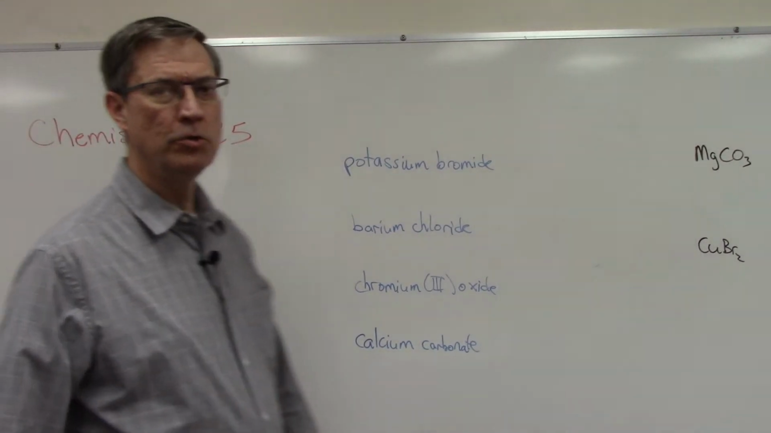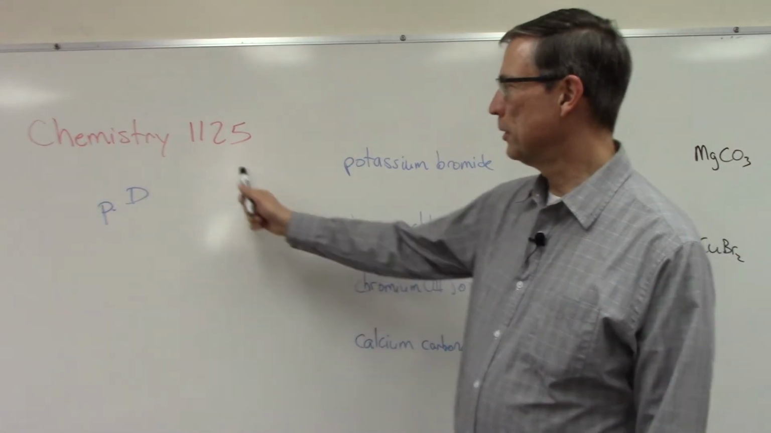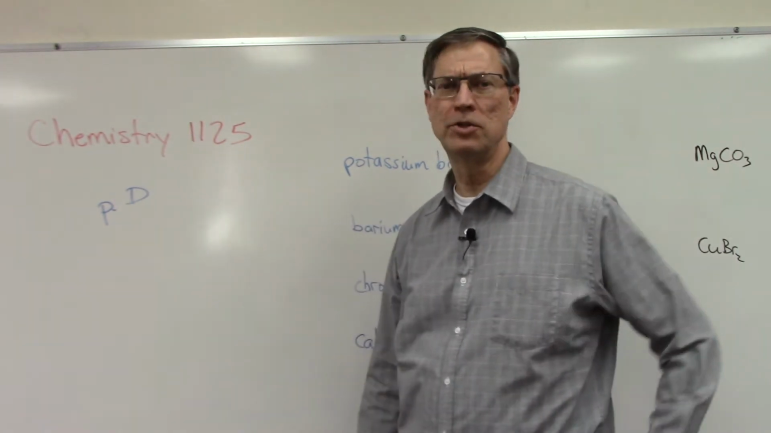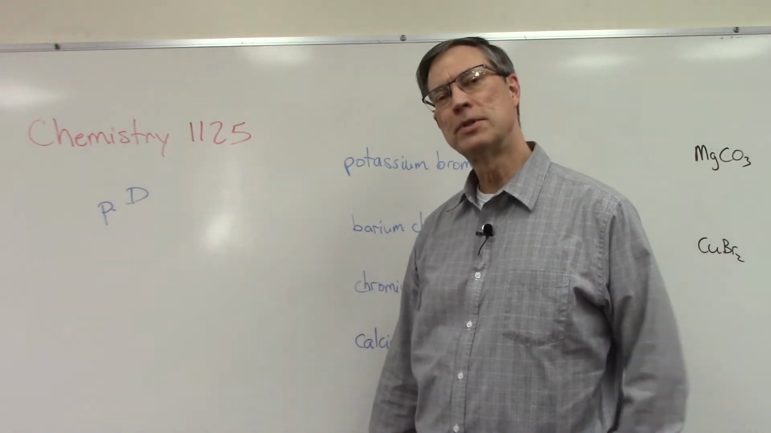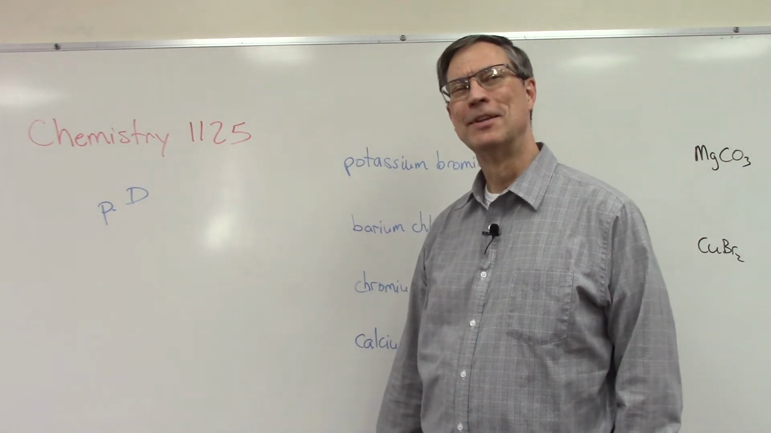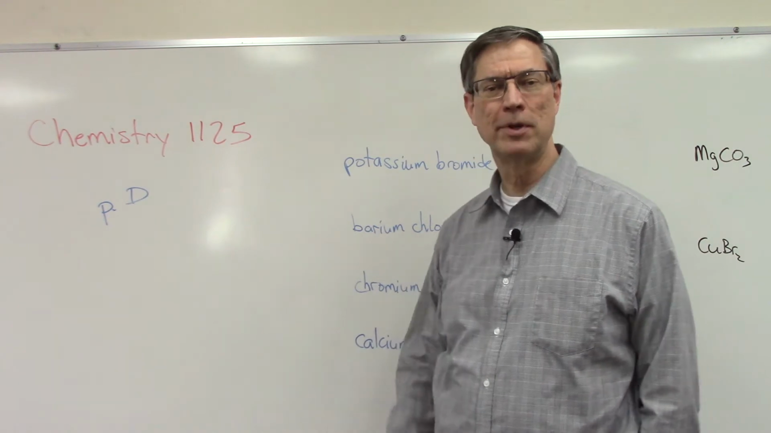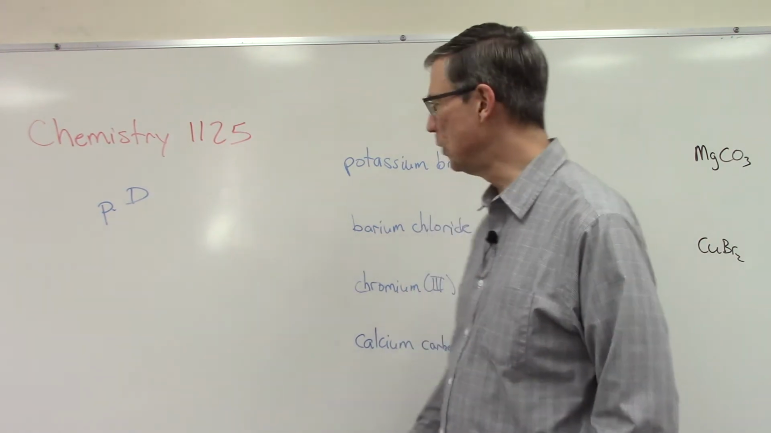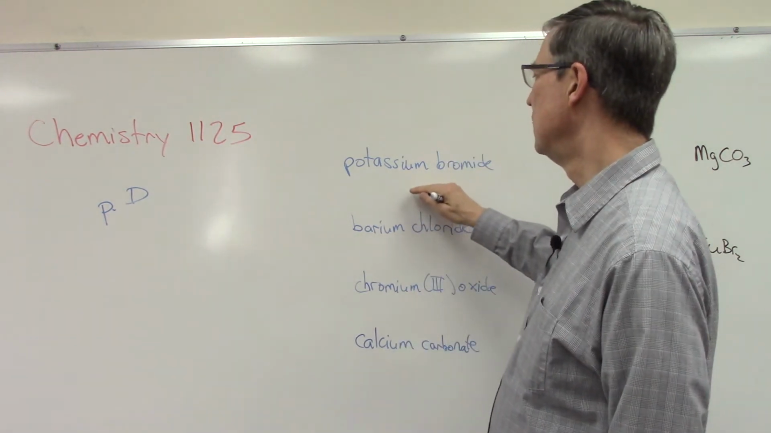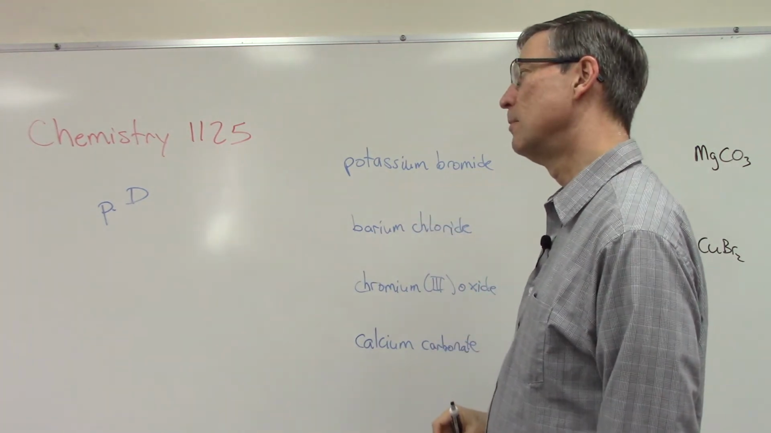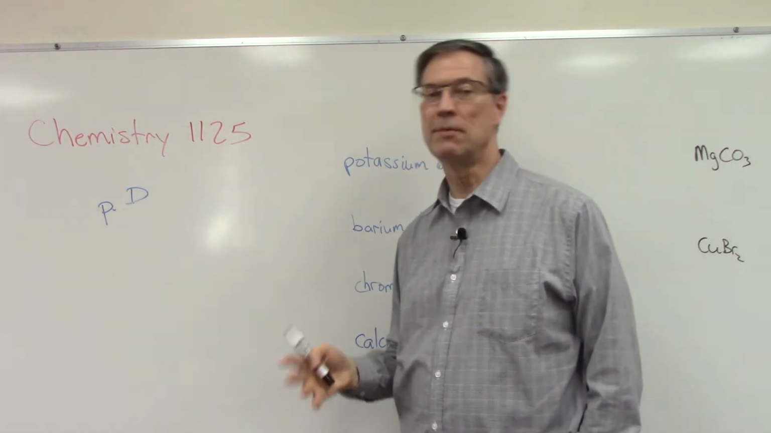All right, I had a student reach out to me after working through Chemistry 1125 and said, we got stuck on page D. Could you please give us some more help? So let's walk through a few of the types of problems that we have here on page D, where we have to come up with the chemical formula based on the name, and then some where we have to come up with the name when they give us the chemical formula.